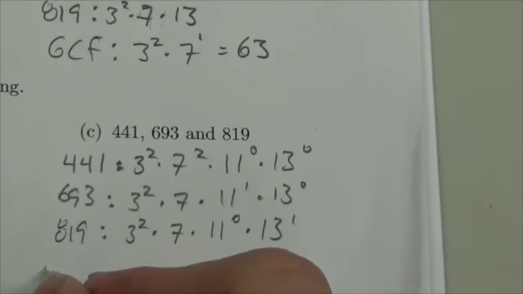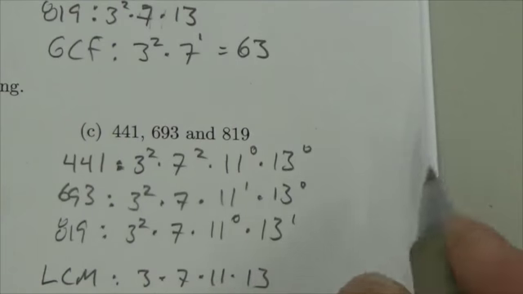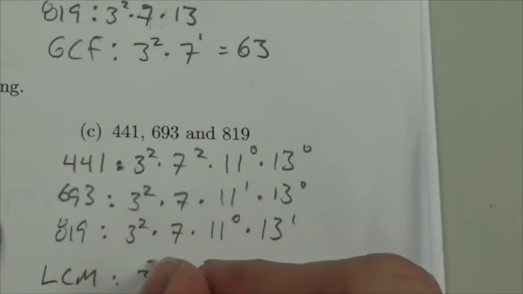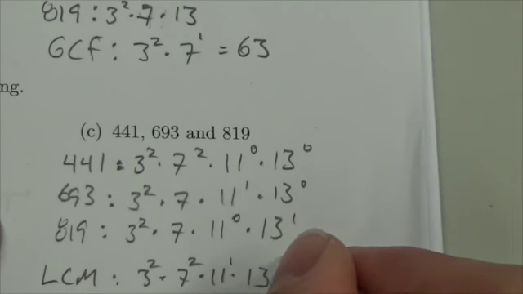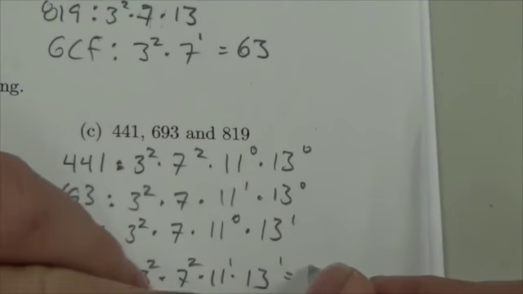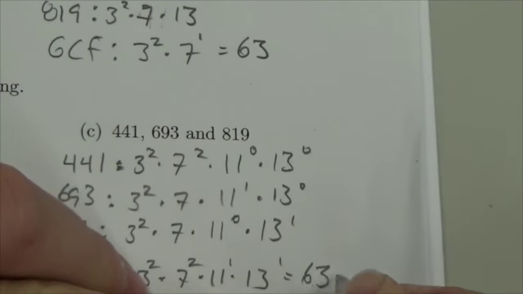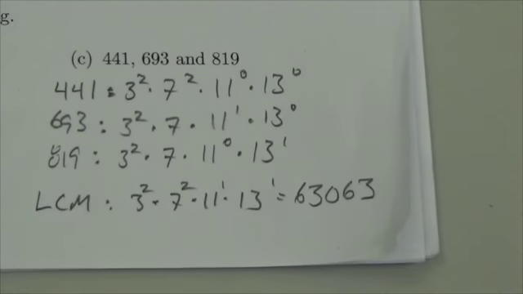Okay, and so my least common multiple will be all 4 of those factors, and this time with the largest exponent, so 3 squared, 7 squared, 11 to the 1, 13 to the 1. So this is actually going to be kind of a big value here. So 9 times 49 times 11 times 13, and we get, wow, 63,063. There we go. Oops, I was almost right off the page there. There you go.